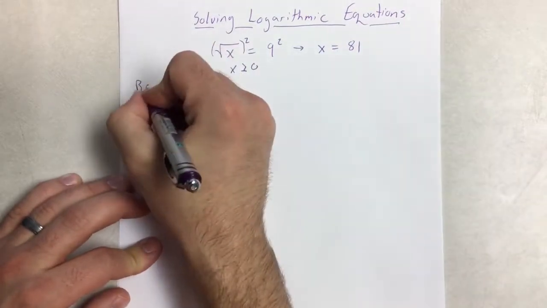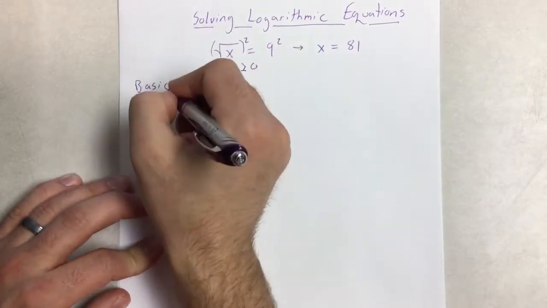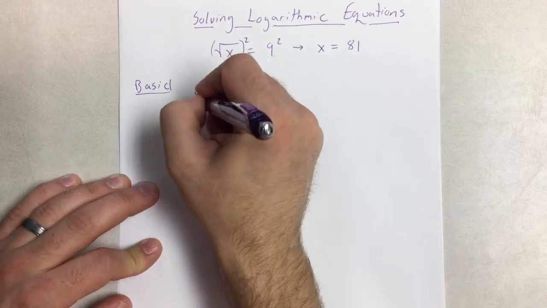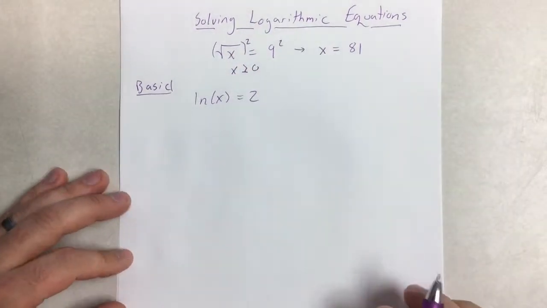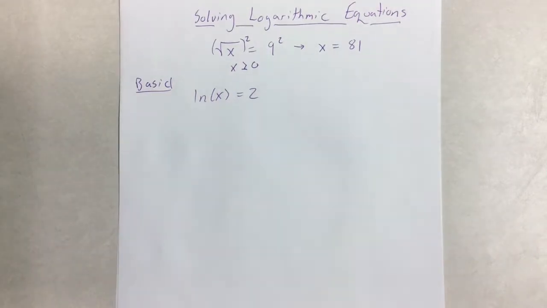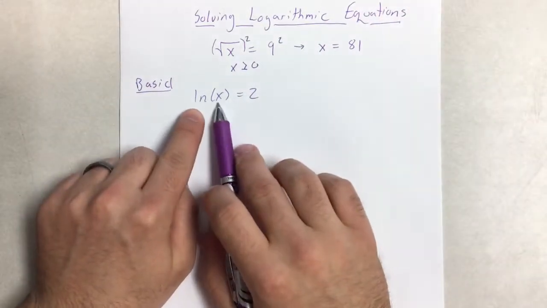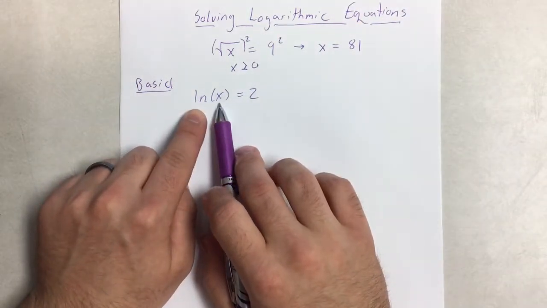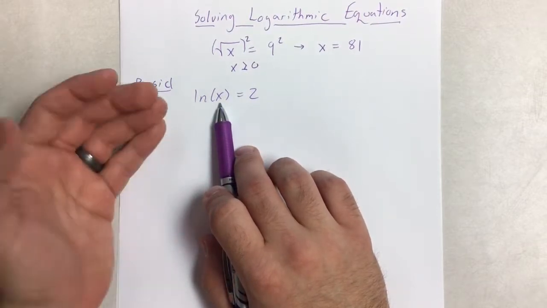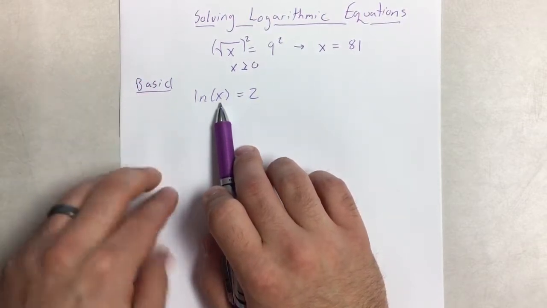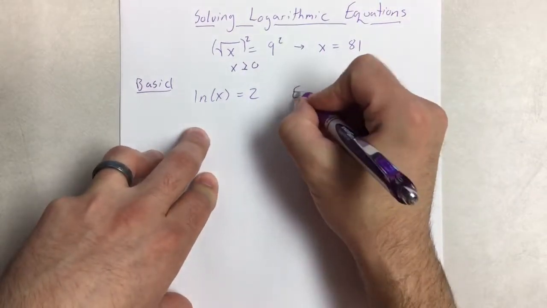So jumping right in, starting with our basic example. Say we have the natural log of x equals 2. Before, we wanted to isolate the exponential term, and that's still true here. We want to isolate our logarithmic term. Well, it's already done for us. And then after we isolated the exponential term, we took the log of each side. Here, we're going to exponentiate each side.